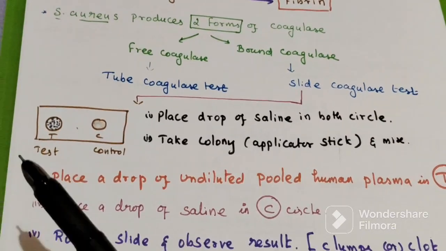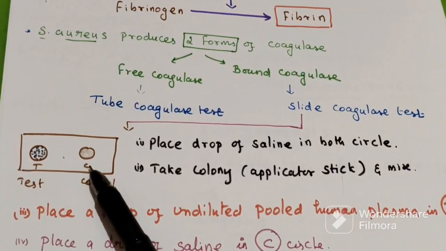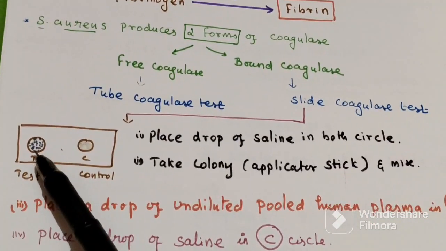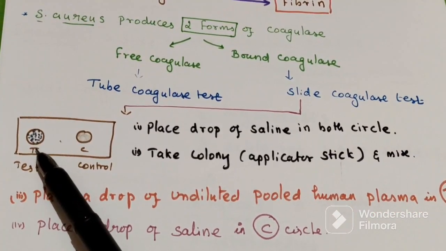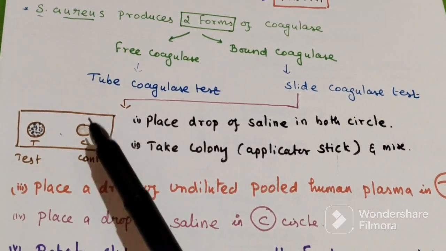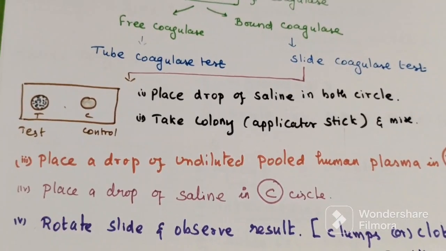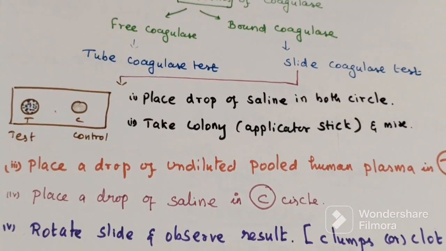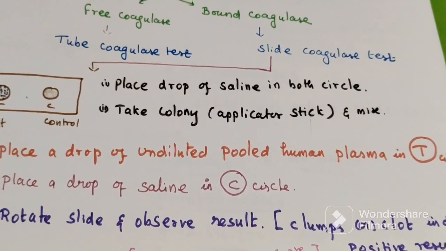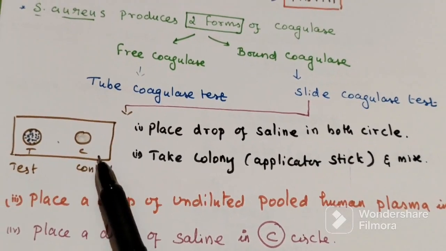So how will we do it? We will take a slide. First circle is the test sample, this one is the control. Here what we will do is saline plus colony plus human plasma. Here, saline plus this colony plus again saline only. After 10 to 15 seconds we observe the result. Agglutination indicates positive, otherwise negative. Here this saline control will give a smooth and milky appearance.